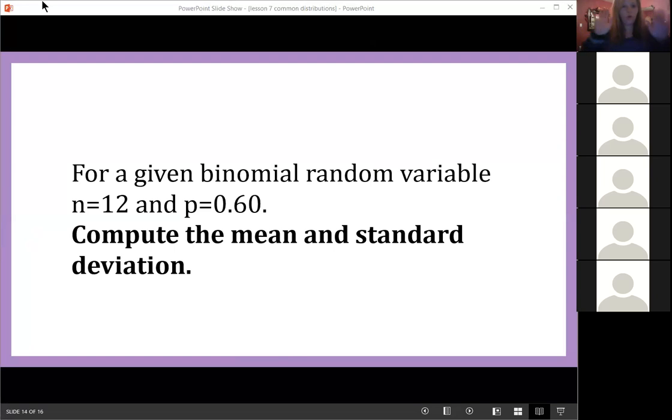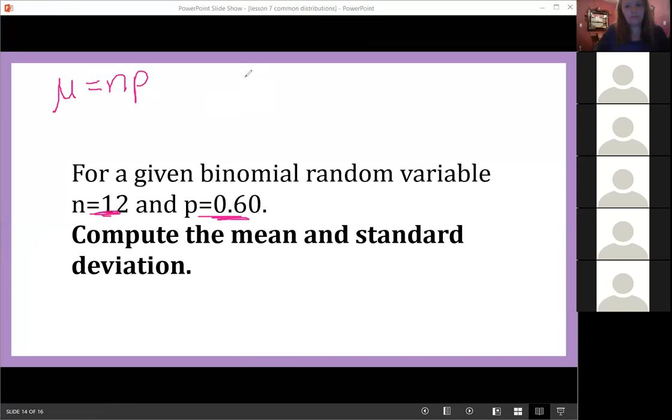Good job, guys. Absolutely. All we're doing here is using our equation. Remember, our mean is equal to our sample size times our probability. Both of these need to be fixed. The probability is going to be the same on each trial, and this is going to be a fixed sample size because it's a binomial random variable.